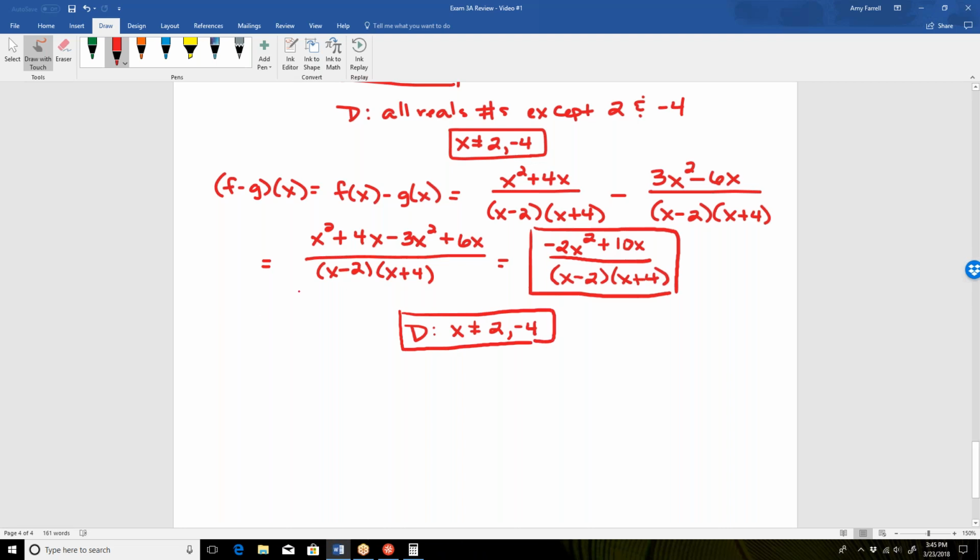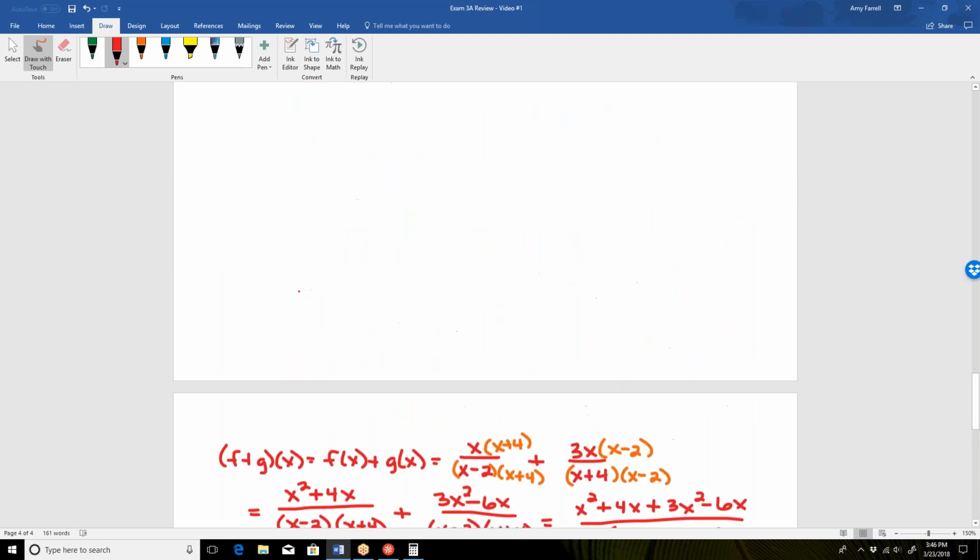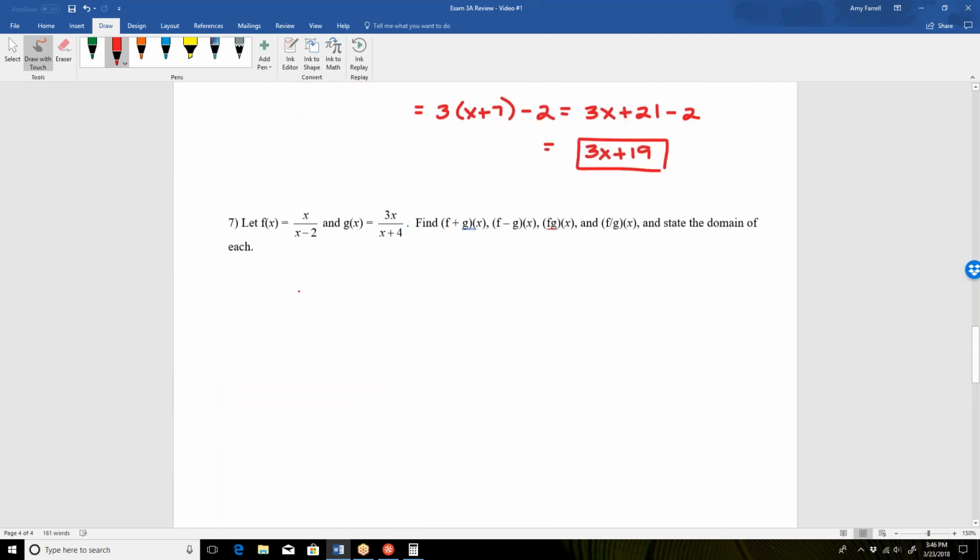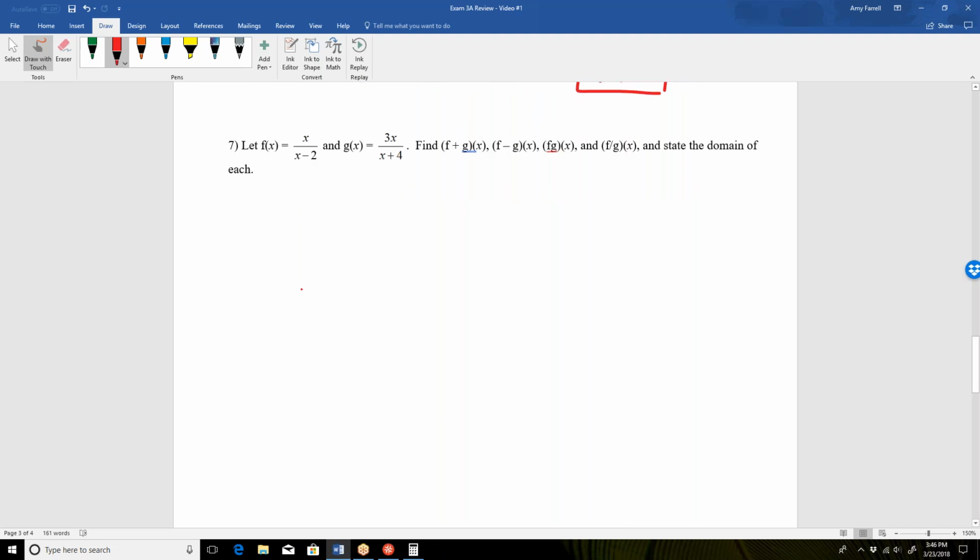All right, now we're going to multiply and divide. I actually moved this down here. I'm going to go back because now I've kind of lost the original problem. So let me go back up here. So I've got two more here. I'm going to do f times g and then f divided by g.